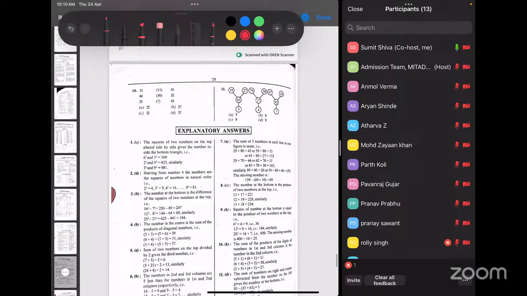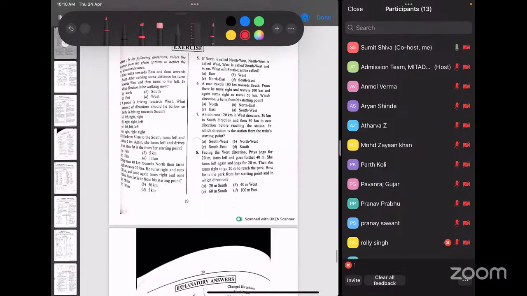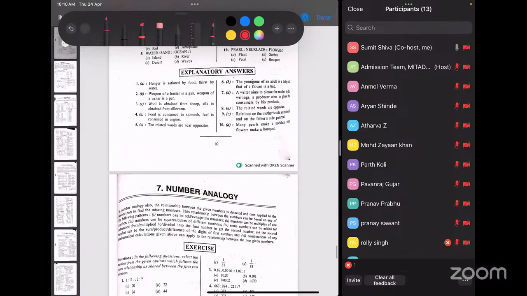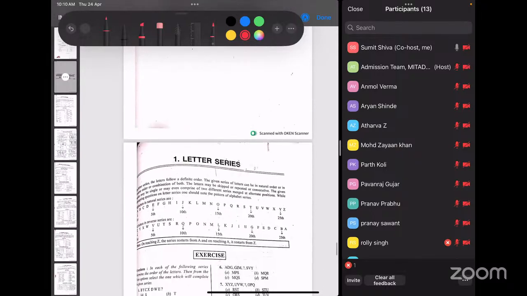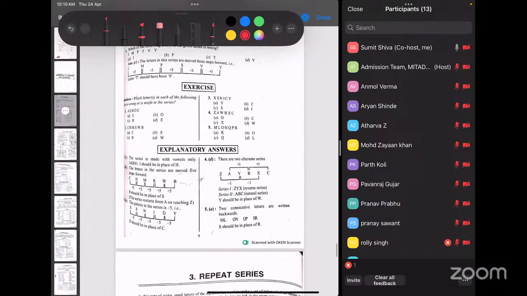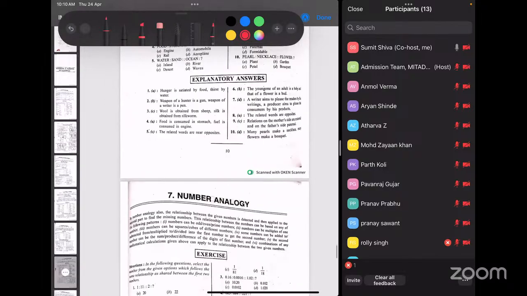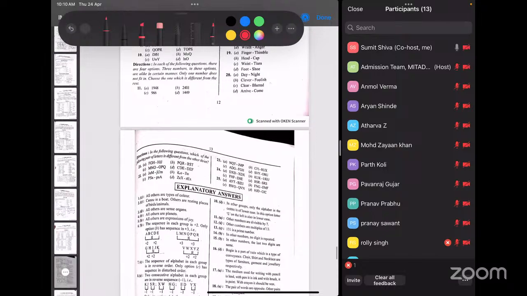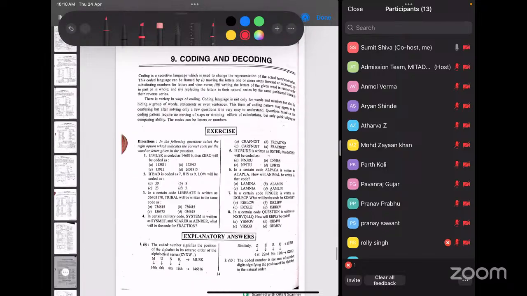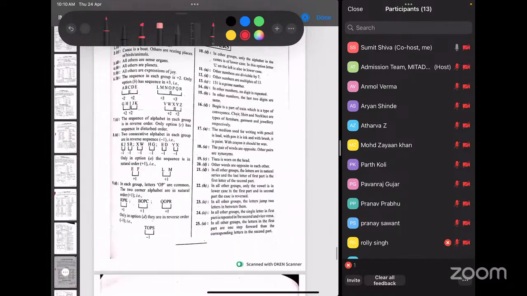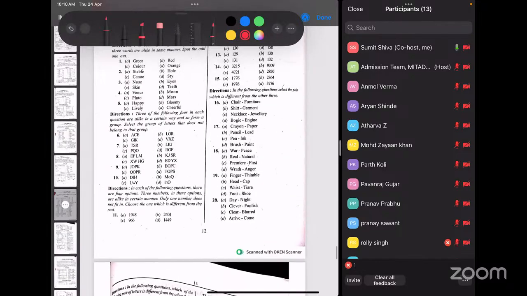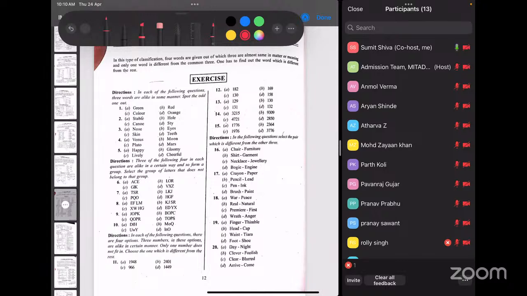What is more simple? Could we move to the next topic, or do you want to solve some more questions? No, sir. Next topic is fine. We'll solve it.